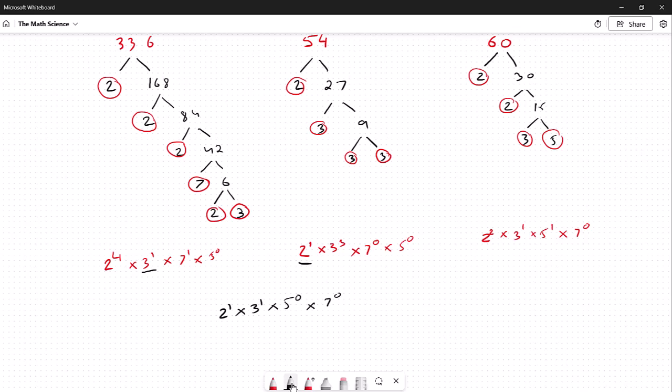Now these two are just ones, so HCF just becomes 2 to the power of 1, which is 2, times 3 to the power of 1, which is 3, times 5 to the power of 0, which is just 1, and then 7 to the power of 0 is just 1 again. So this just becomes 2 times 3 times 1, which is 6. So the HCF of 336, 54, and 60 is 6.